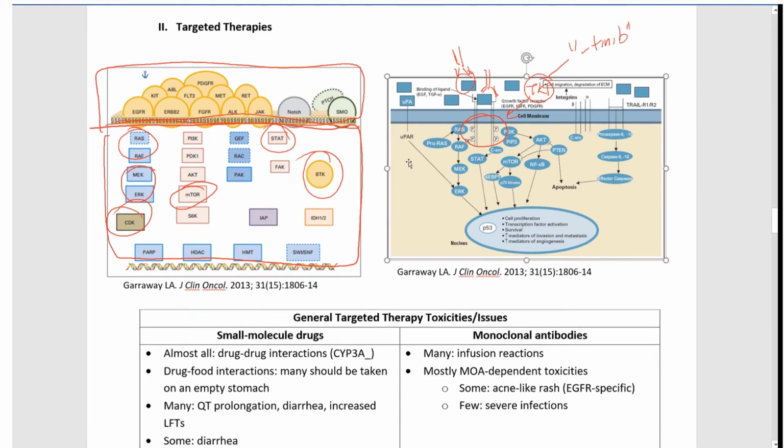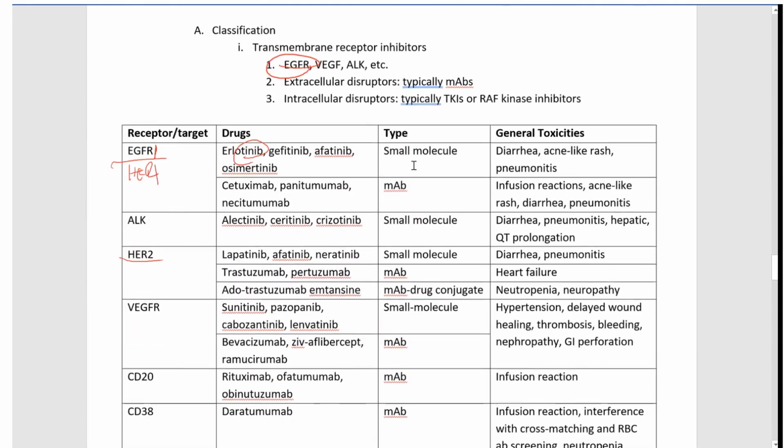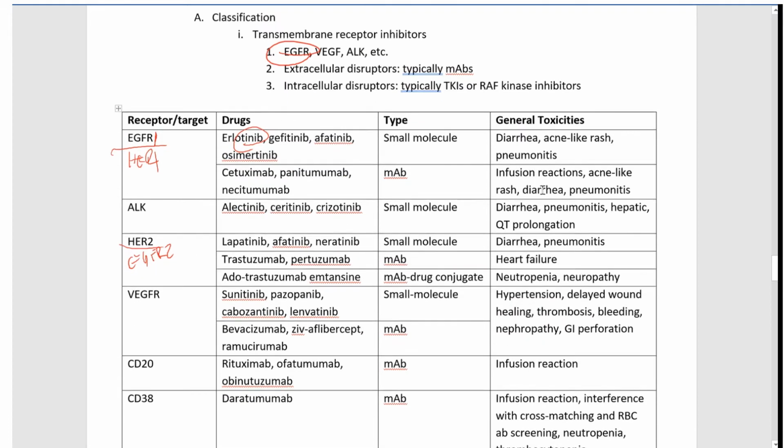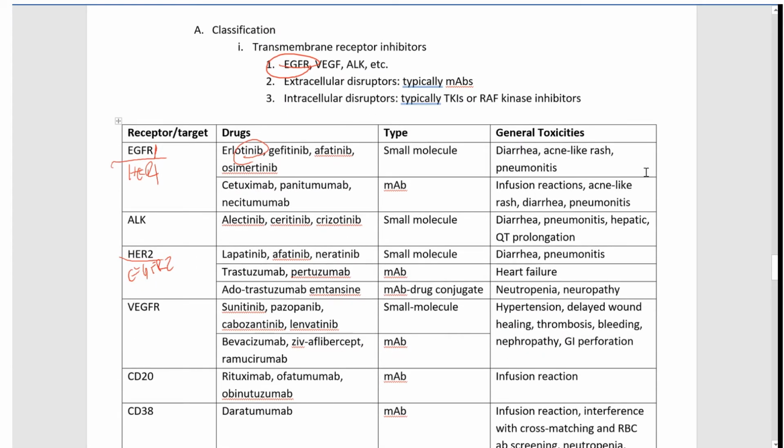So with these tinibs or tyrosine kinase inhibitors, you're talking about diarrhea being quite common across the EGFR1 inhibitors. So that's both EGFR1 and EGFR2 or HER2. And also for EGFR1, acne-like rash is pretty common with that as well. And pneumonitis can happen with these agents as well.